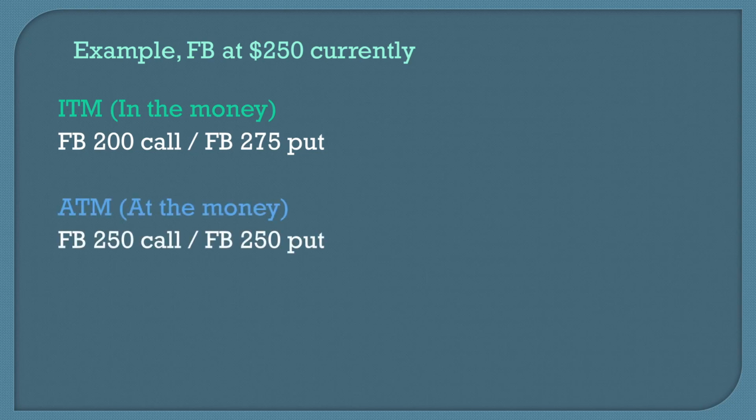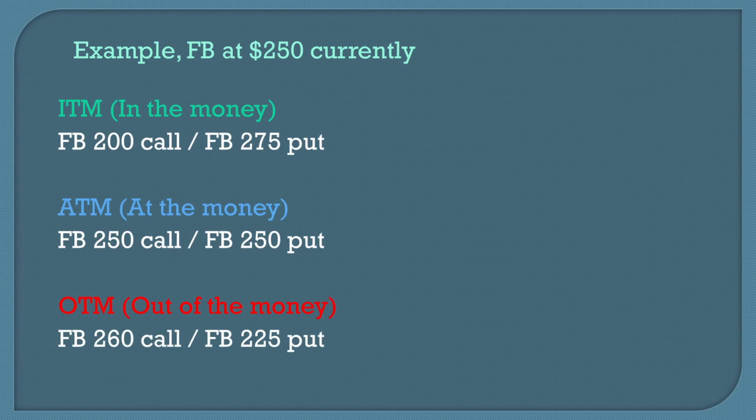For at the money options, only the 250 call and 250 put will be considered at the money because the strike price has to equal the stock price for the option to be considered ATM. And for out of the money options, any option that has no intrinsic value will be considered out of the money. So the 260 call and 225 puts are both considered OTM.